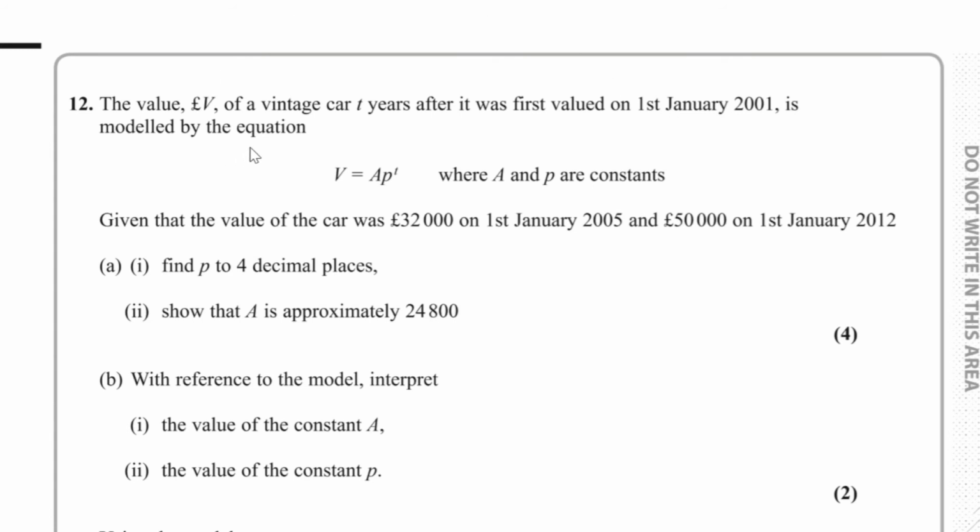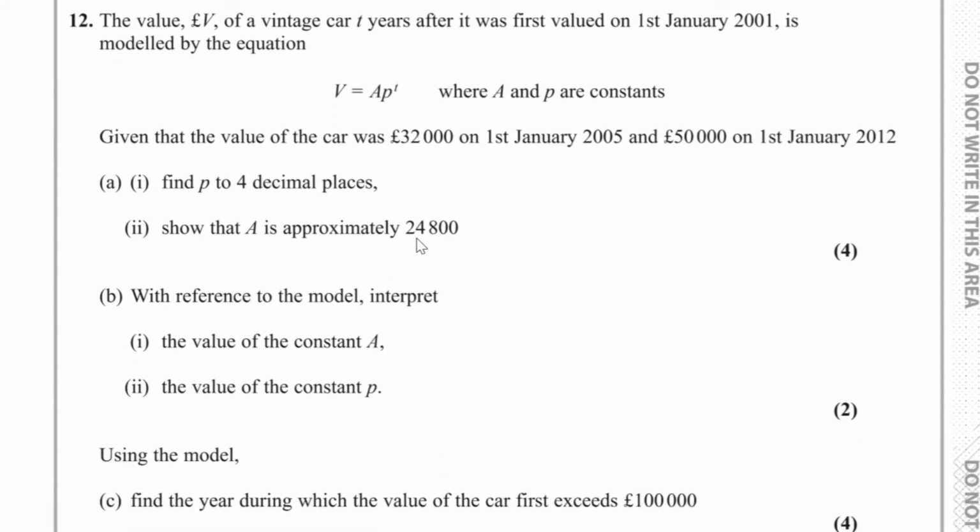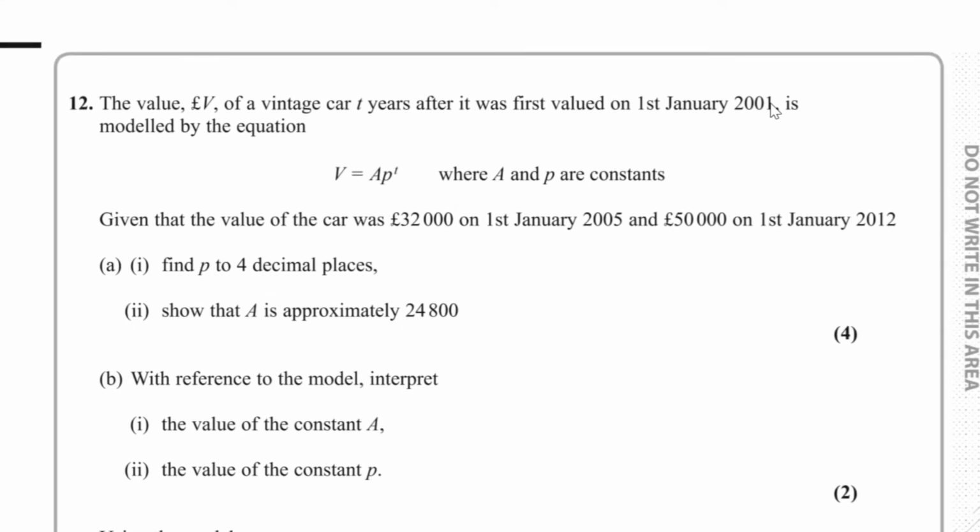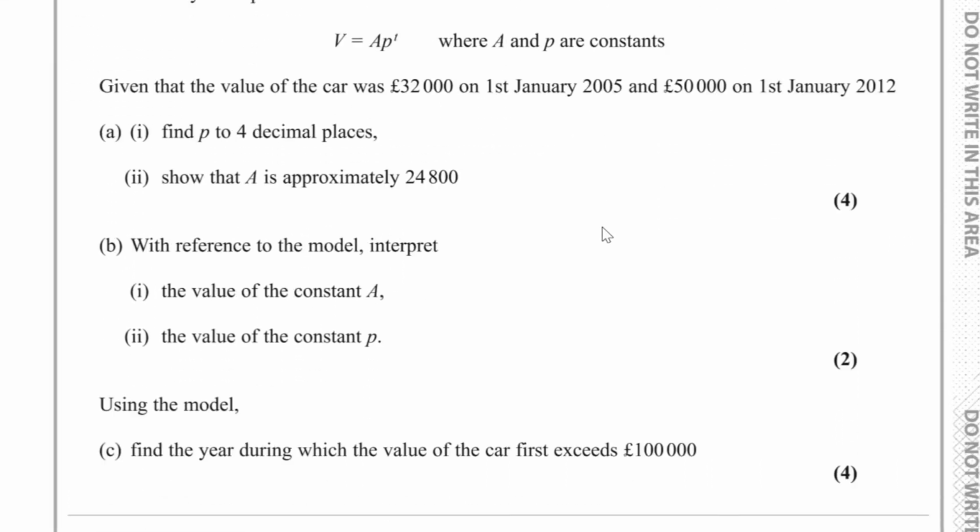Question number 12. The value v pounds of a vintage car 2 years after it was first valued on the 1st of January 2001 is modelled by the equation v equals ap to the power of t, where a and p are constants, and given that the value of the car was £32,000 on the 1st of January 2005 and £50,000 on the 1st of January 2012, for part A we have to find p to 4 decimal places and show that a is equal to 24,800. Well, from 2001 to 2005, that's 4 years.